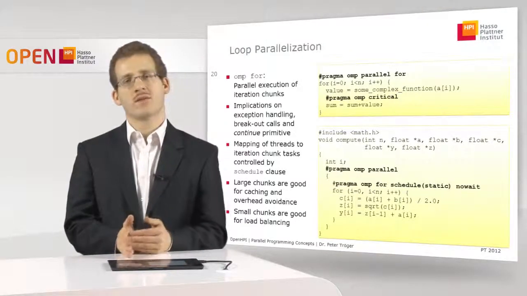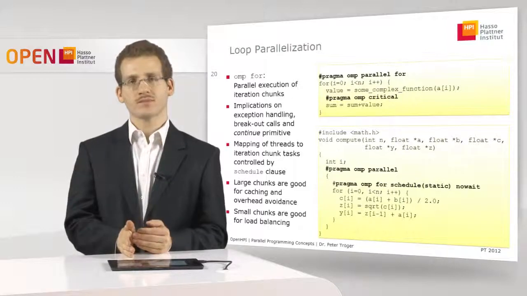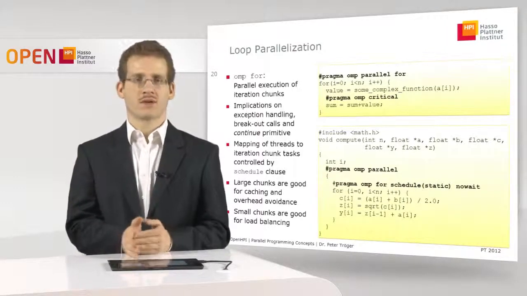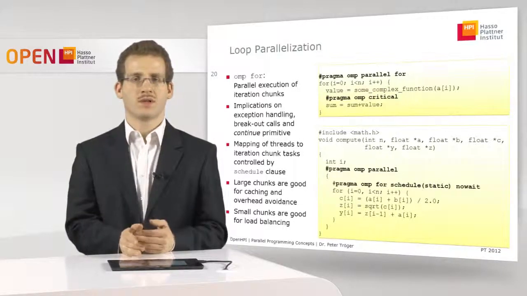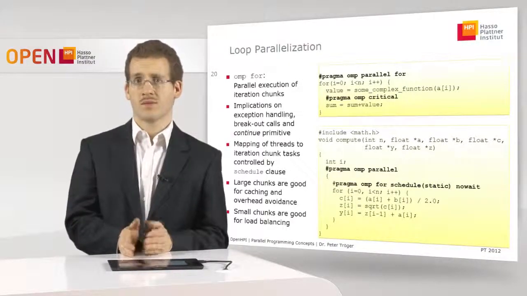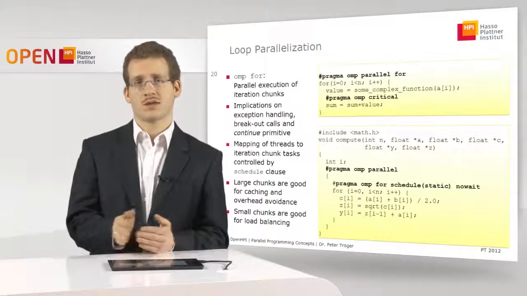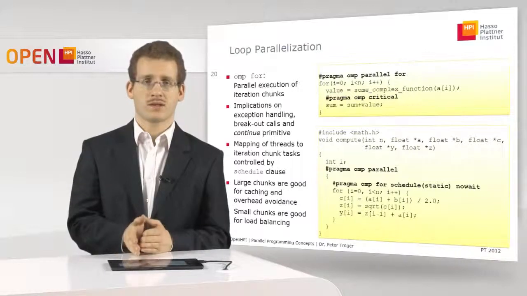And inside the loop body, we have some complex function. This complex function, for example, here is known to be side effect free, so we can run multiple instances of this function at the same time without any problem. This would typically demand that the function has no shared data or global data being used.